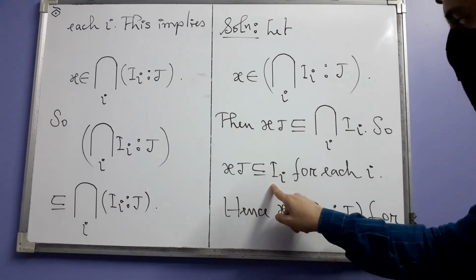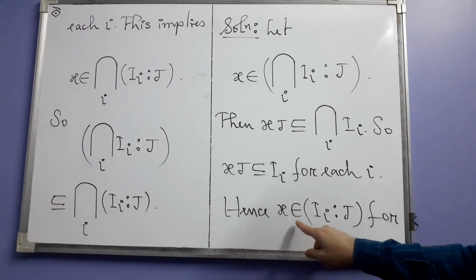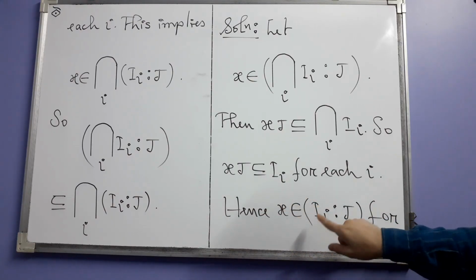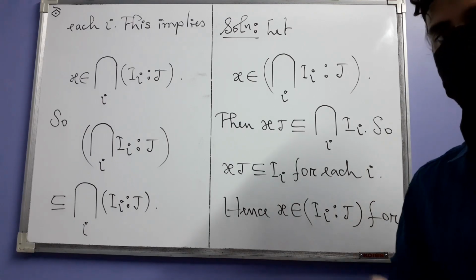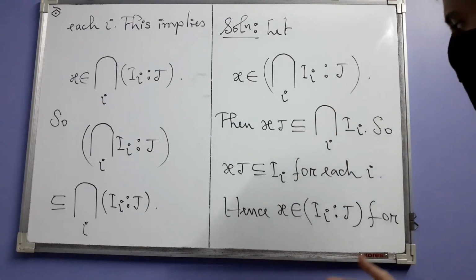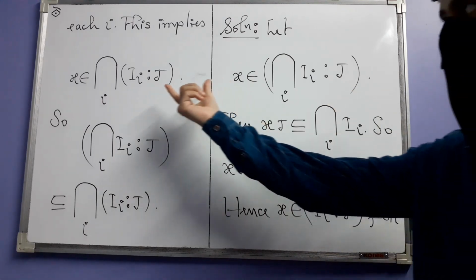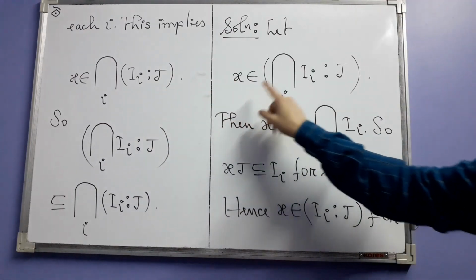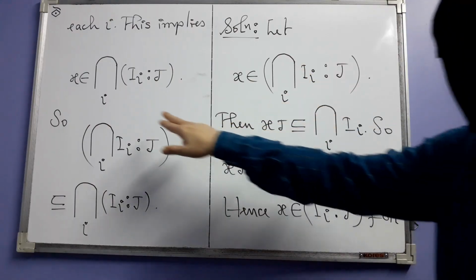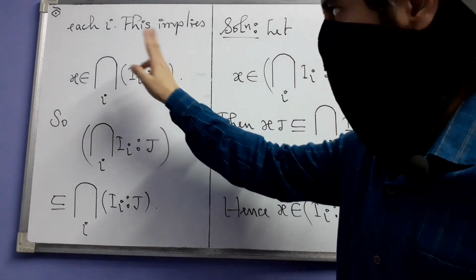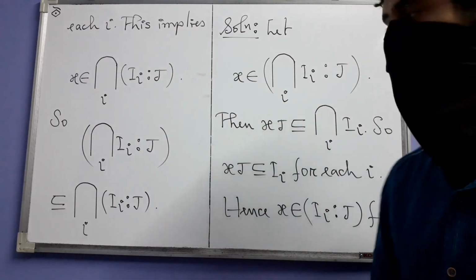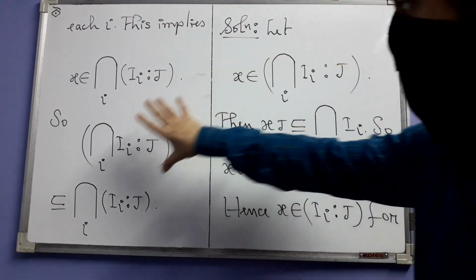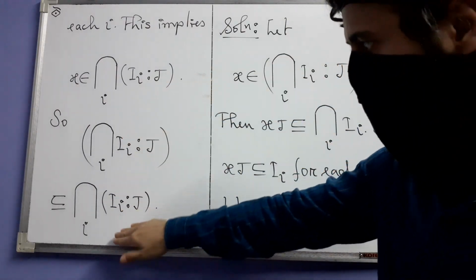Now from this condition we directly get the fact that x belongs to this ideal quotient I_i colon J for each i, and that is why x will belong to the intersection of these ideal quotients, and that way any element in this ideal quotient is also an element in this intersection of the ideal quotients. So that is why this is a subset of this.